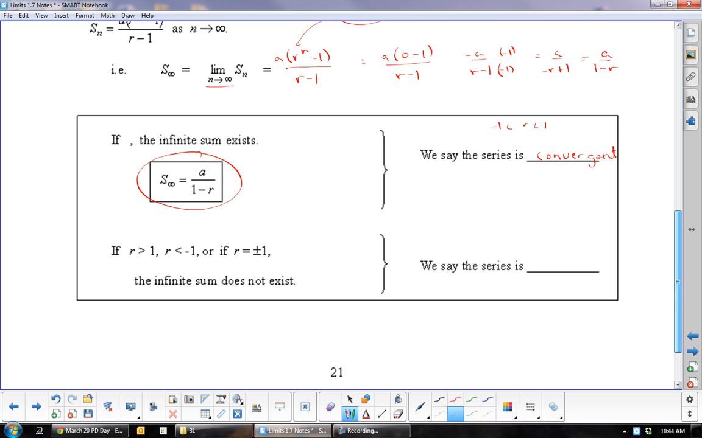That means that it is converging, that it is getting smaller and smaller and smaller. To diverge, or divorce, or whatever you want to put that word in, means to split, to get bigger, bigger, bigger. So if r is greater than 1 or less than negative 1, the sum does not exist, and that is called divergent. Again, you should sort of remember that from grade 11.